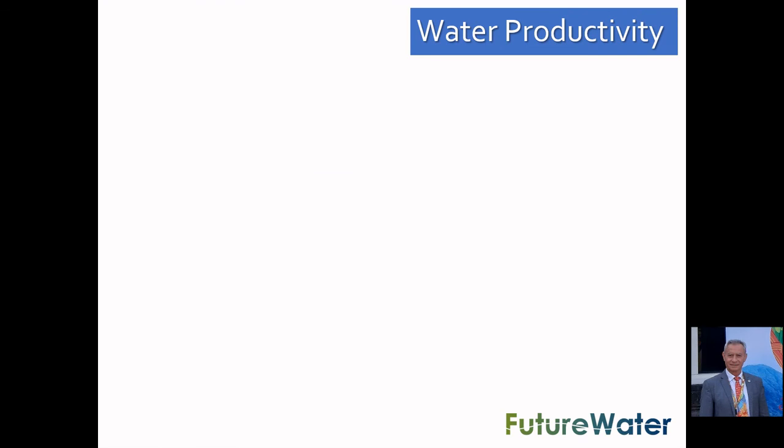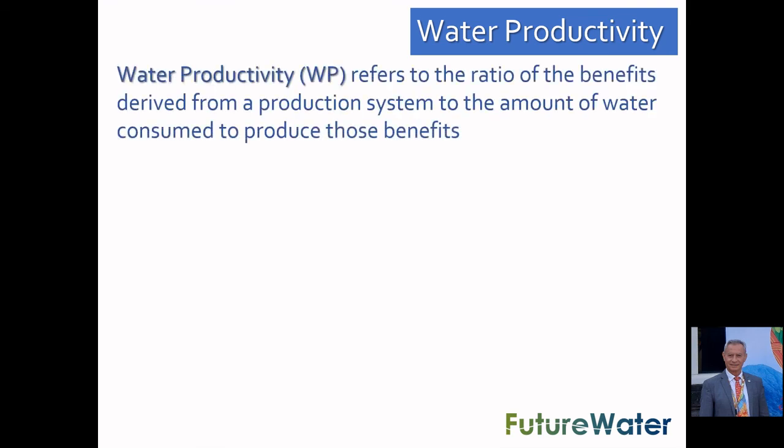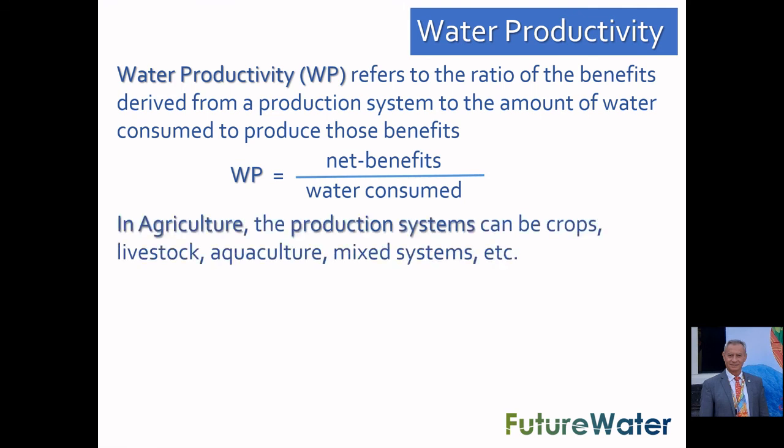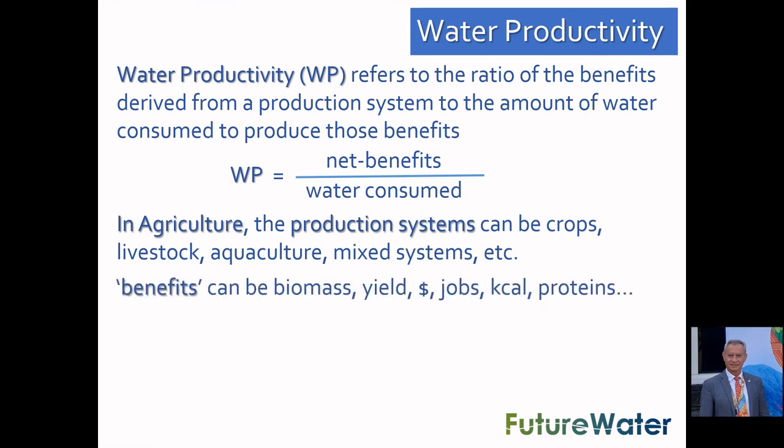The last term that we will present now is water productivity. Very briefly, water productivity refers to the ratio of the benefits derived from a production system to the amount of water consumed to produce those benefits. Essentially, it is the ratio of net benefit over water consumed. And in agriculture, generally, the production systems are crop, livestock, aquaculture, mixed systems, integrated systems, etc. And the benefit can be either biological, like biomass yield, kilocalories and protein, but also economic, like income in dollars, in monetary terms, or even social if they generate more jobs.